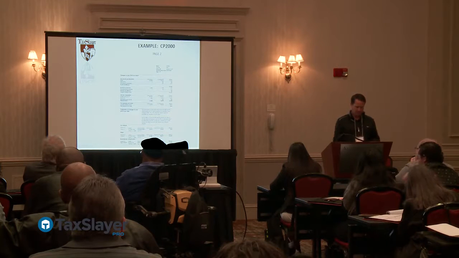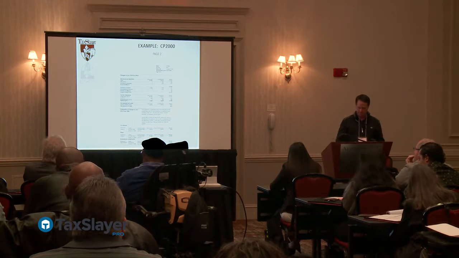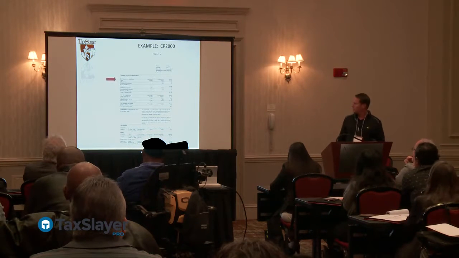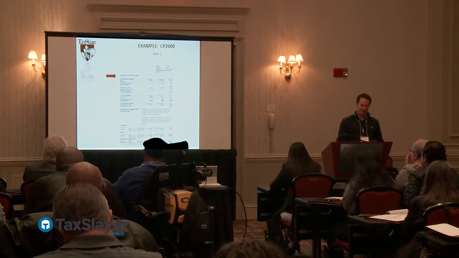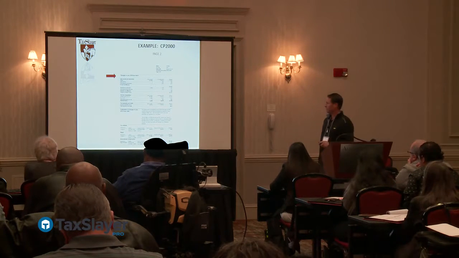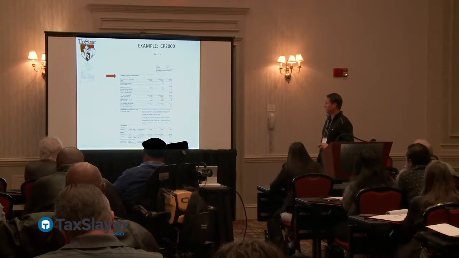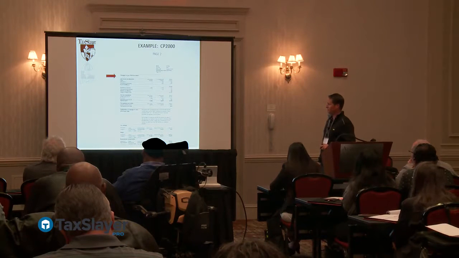Moving on to the next page of the CP 2000. You're going to have the changes that the IRS thinks need to be made to your return. So here in the first column is what was shown on the original return, then as corrected by the IRS, and then what the difference is, and then a total for the difference.